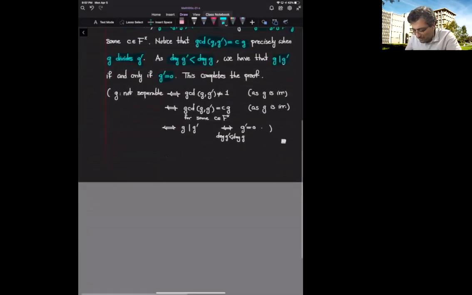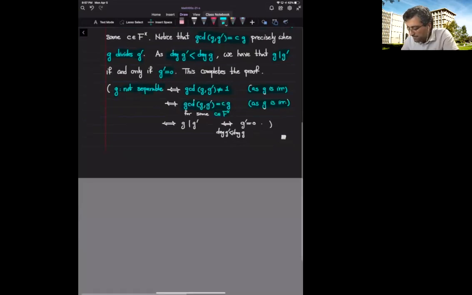So altogether, this is the kind of logic that we are writing down. G not being separable is equivalent to saying that G and G prime are not co-prime. Here I'm using the fact that G is irreducible. Then again, because G is irreducible, the GCD not being 1 is equivalent to saying that the GCD is some constant multiple of G. That's equivalent to saying that G divides G prime. Because the degree of G prime is strictly less than the degree of G, that's equivalent to saying that G prime is 0. And that finishes the proof.